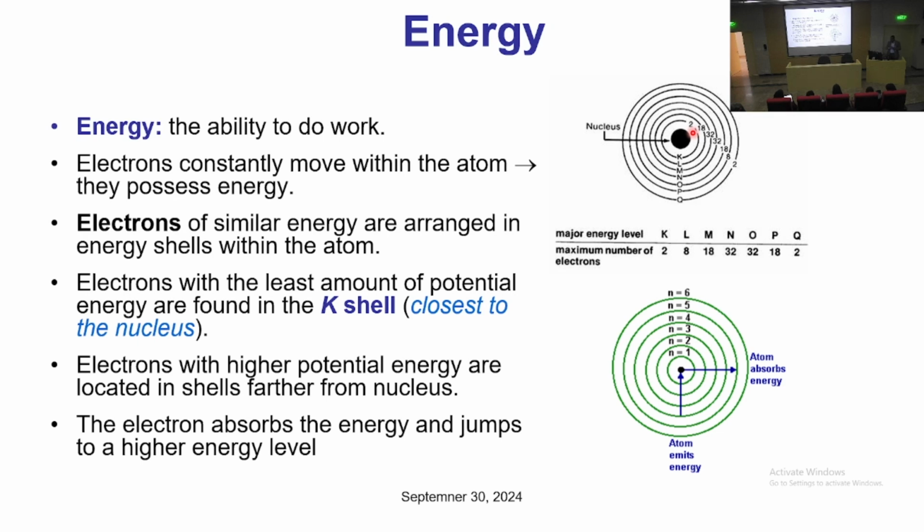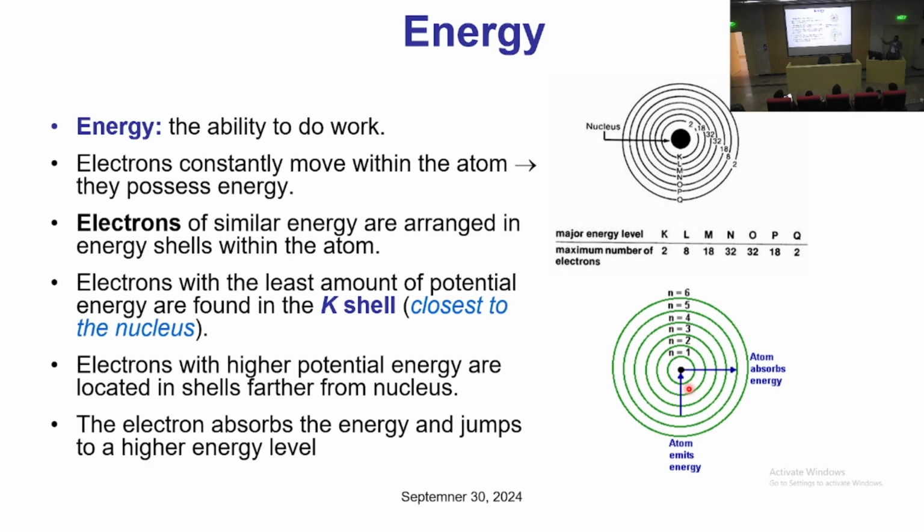And the opposite can also happen. When they emit energy, when they give energy away, they will lose energy, since their potential energy will be lower, so they will jump from the outer to the inner shell. So the movement of the electrons depends on the energy. We can see here that with the absorption of energy, the electron can move to the outer shell, and with the emission of energy, the electron can go to the inner shell.